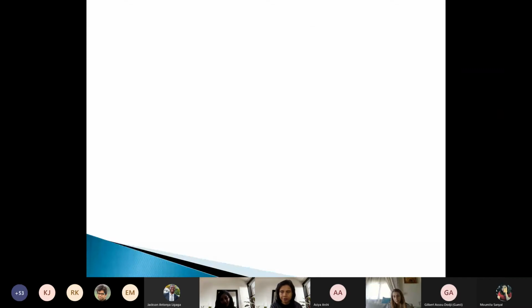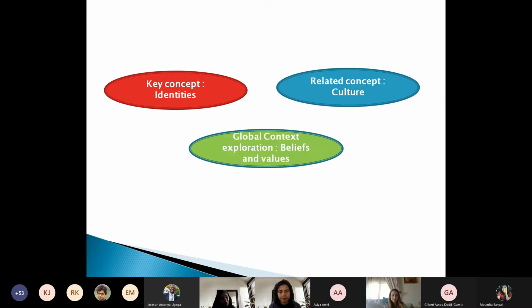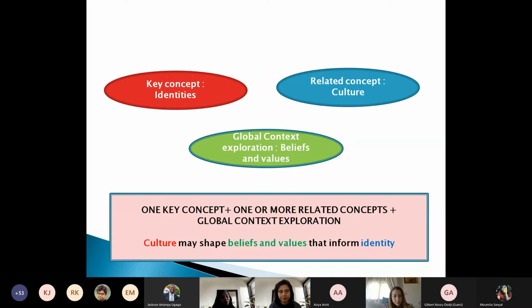So while we are having responses, I'll just share this example, which will make your task even easier. The key concept that I took was identities. The related concept, culture. The global context exploration was beliefs and values. And then came my statement of inquiry, where I had one key concept, one or two related concepts. There can be more than one, but maximum two, plus one global context exploration. And that's how I made a meaningful, transferable, succinct statement that made sense to me. And that was: culture may shape beliefs and values that inform identity. So see how my statement has the key concept, the related and global context all coming in and framed and woven in such a way that it has meaning.